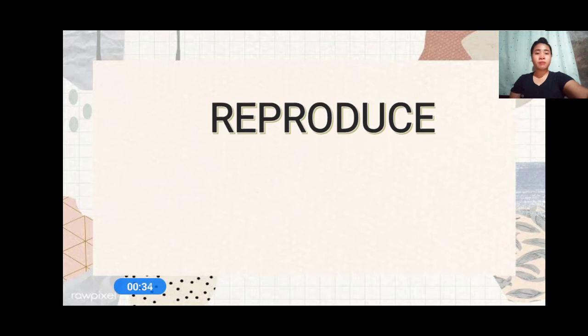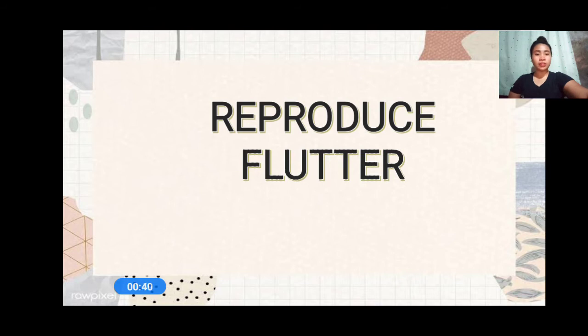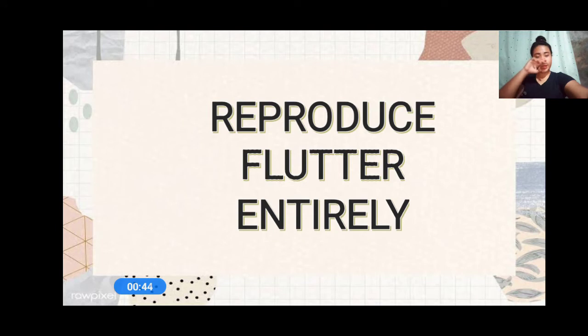Everyone, reproduce. Again, reproduce. Okay, let's have flatter. Everyone, let us read flatter. And then we have entirely. Again, entirely. Okay, so the words are reproduce, flatter, and entirely. Now, do you know the meaning of the words? Okay, so let us know the meaning of the words, everyone.